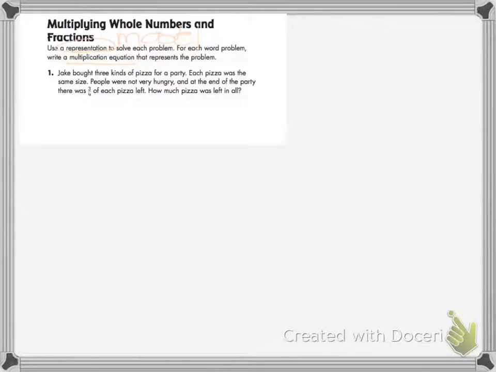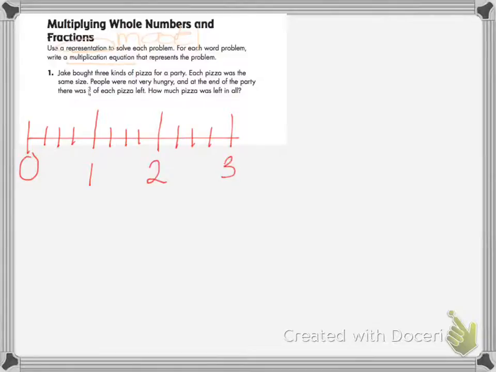Let's go ahead and look at the model like we did today. Today we started with a number line. If you were to do a number line, I would start with 0, and mark by fourths. 1, 2, 3. 4/4 is going to give me 1. 1, 2, 3. Another 4/4 is going to give me 2. 1, 2, 3. And another 4/4 is going to give me 3 whole pizzas. That's what we started with.